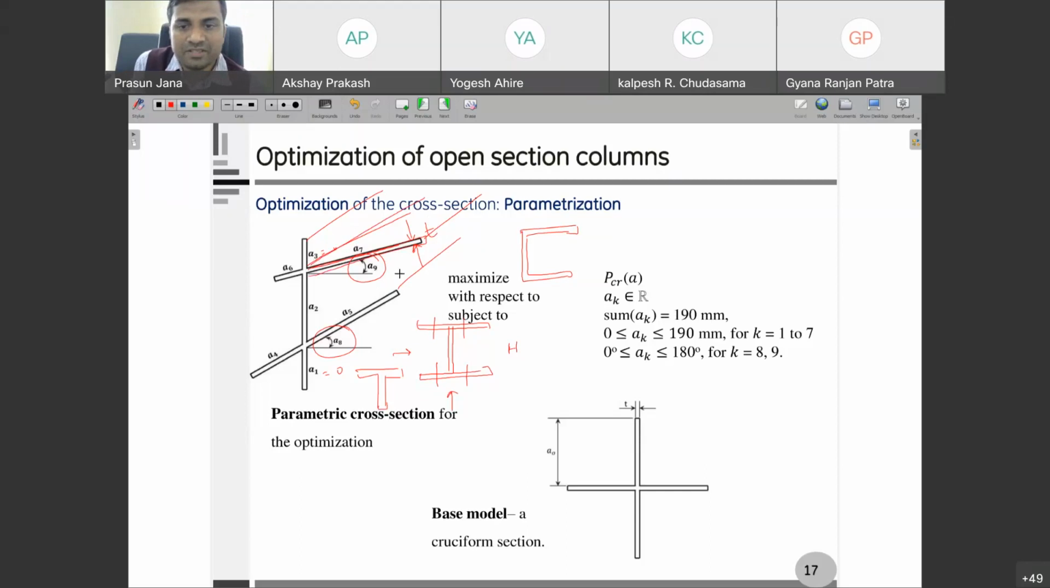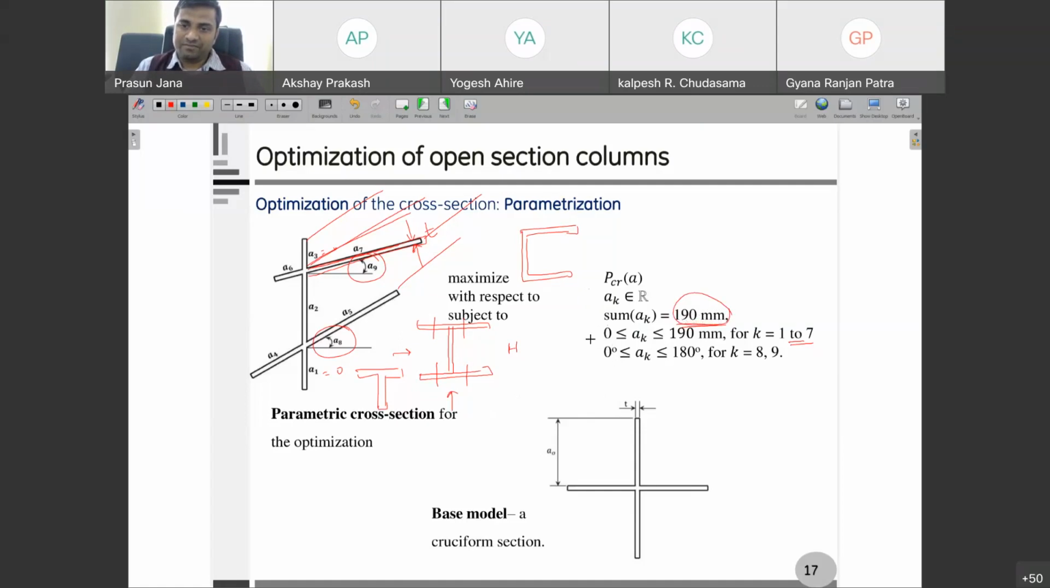And then if we keep the sum of AK, where K is going from 1 to 7, these are length parameters, and we can keep the sum of them constant. So basically the total material volume is not changing. Keep the material volume the same, keeping the length the same and the cross section, this sum of AK is equal to some number, which is 190 mm. Then we can try to see what the optimum parameters are which give you maximum buckling strength. So this problem can be set in that way.